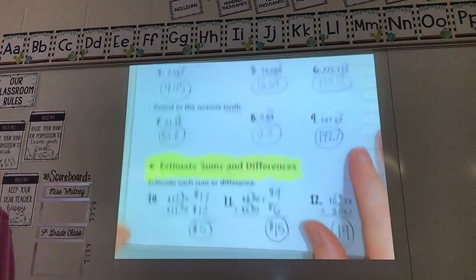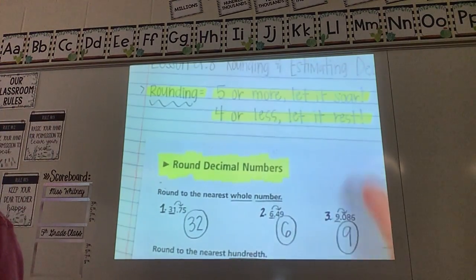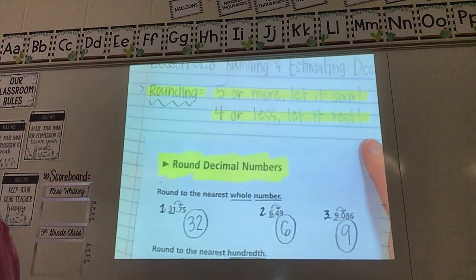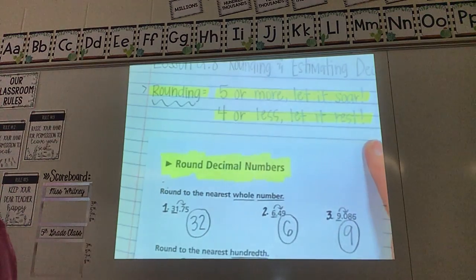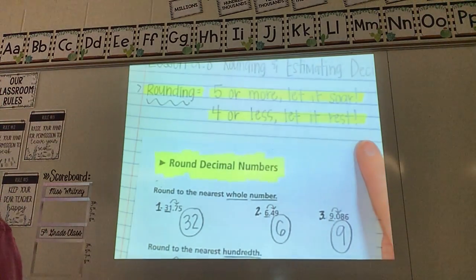So as you're doing your assignment, do not forget 5 or more, let it soar, 4 or less, let it rest, and you will be just fine with rounding your decimals. Good luck. Do your best.